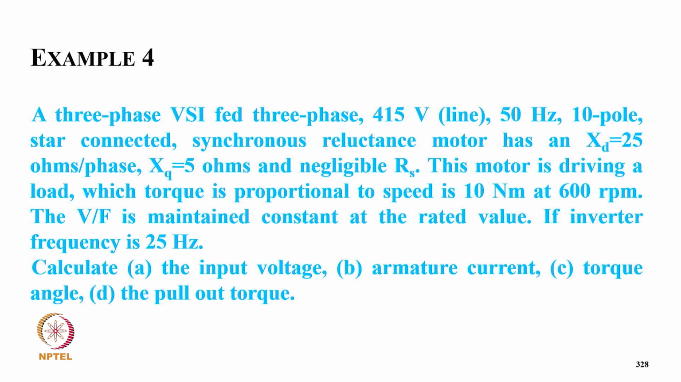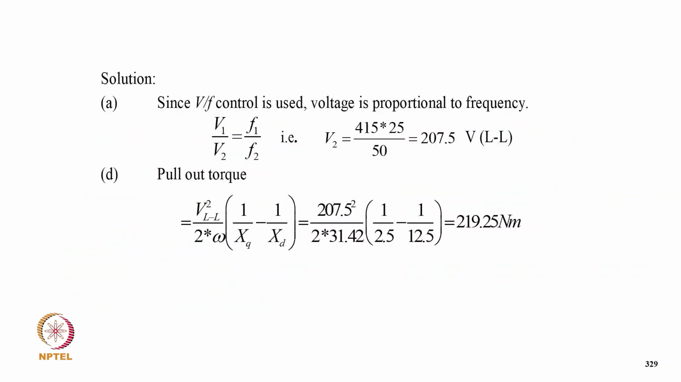Coming to example 4, a 3-phase VSI, we have a 3-phase 415 volt 50 Hz 10 pole star connected synchronous reluctance motor, XD equal to 25 ohm, XQ equal to 5 ohm, and negligible resistance. The motor is driving a load whose torque is proportional to speed, which is 10 Newton meter at 600 rpm. The V by F is maintained constant at the rated value. If the inverter frequency is 25 Hz, calculate the input voltage, armature current, torque angle, and the pull-out torque.